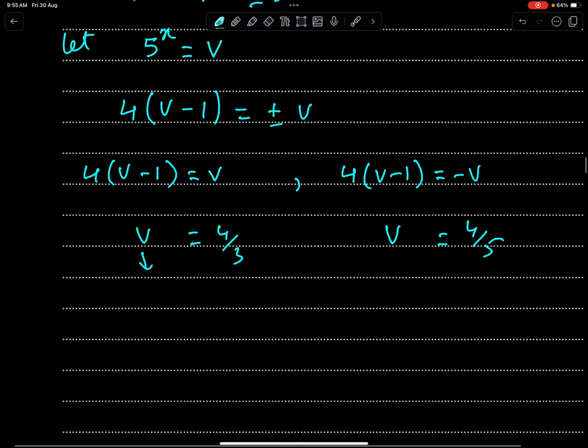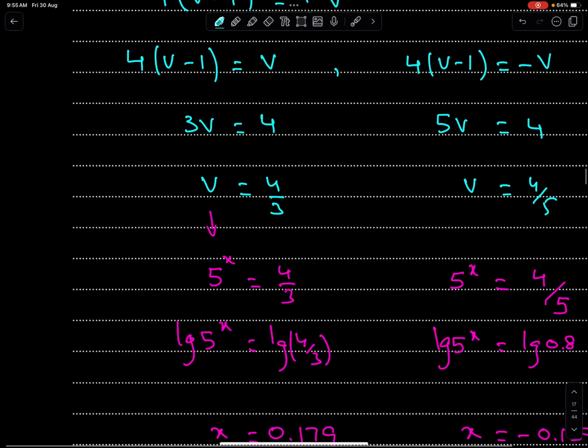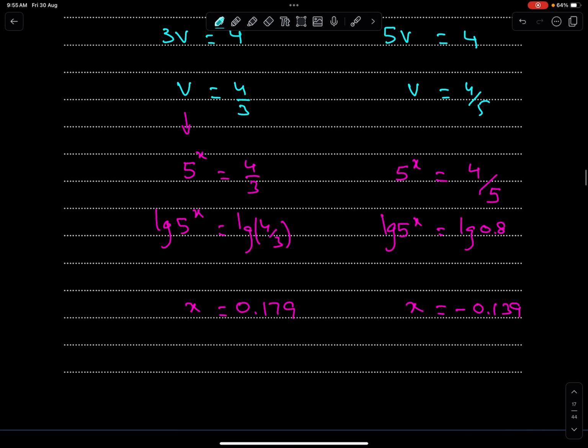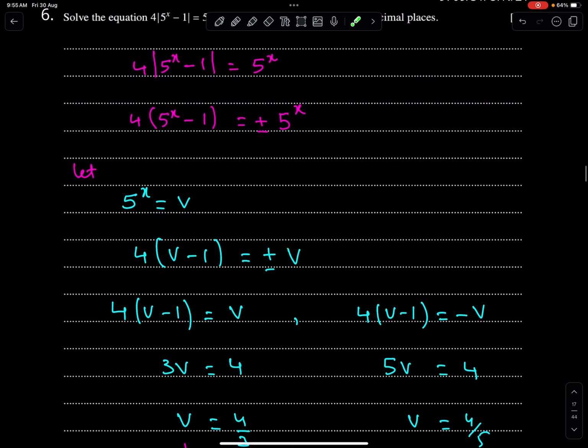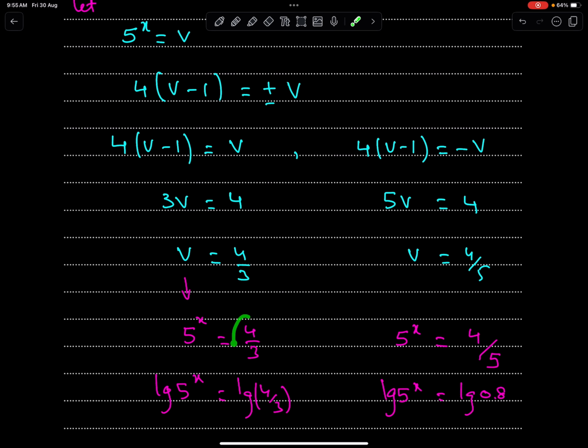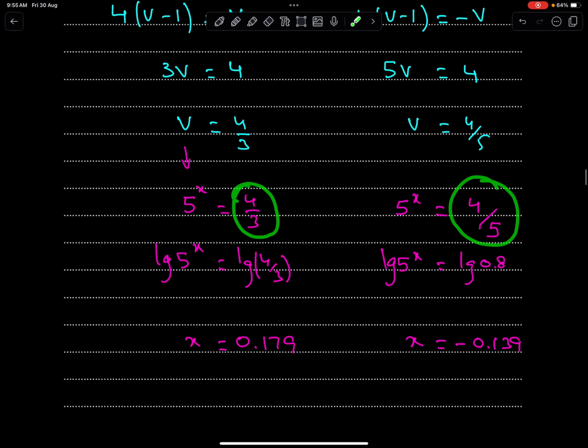Now replace v by 5 power x and take log. So when you take log, you will get plus 0.179 and then minus 0.139. Now check both the answers with the original equation, and substitute exact values, not estimated values.